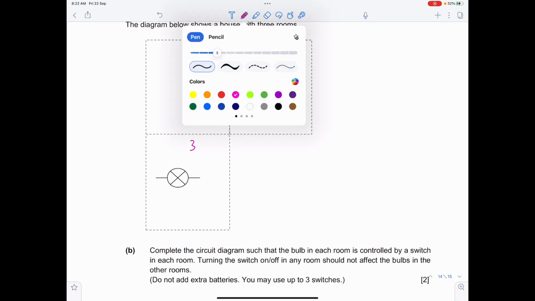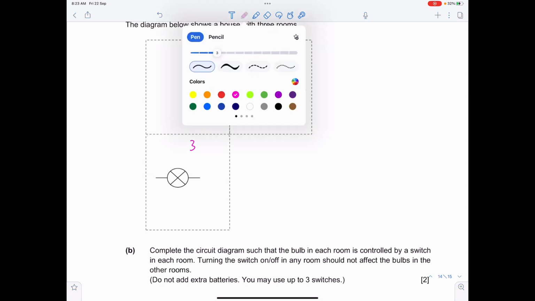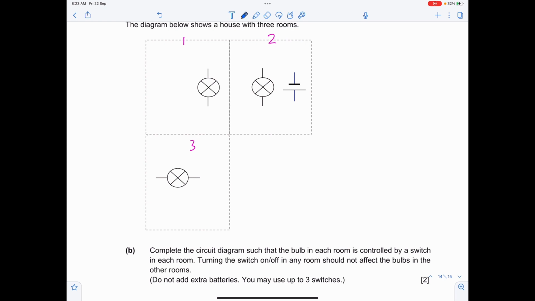You cannot have both switches in room 1. And then after that, the switch to control room 2 is still in room 1. It doesn't make sense. So how do we draw the switches? Hint. I would draw the switches as close as possible to my bulb. Why? So that I know that this particular switch controls this bulb. There's no other way. So when in doubt, draw it close, especially when they tell you already, it controls individually.